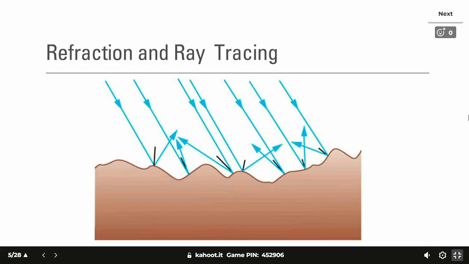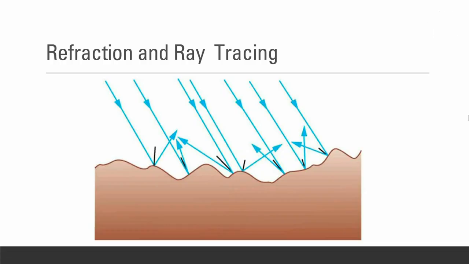So this is how refraction is a bit different than reflection. So the light ray is still going to bounce off of the surface at an equal angle to the one that it comes in at. So the black lines, you're drawing a line that's still perpendicular to your surface.